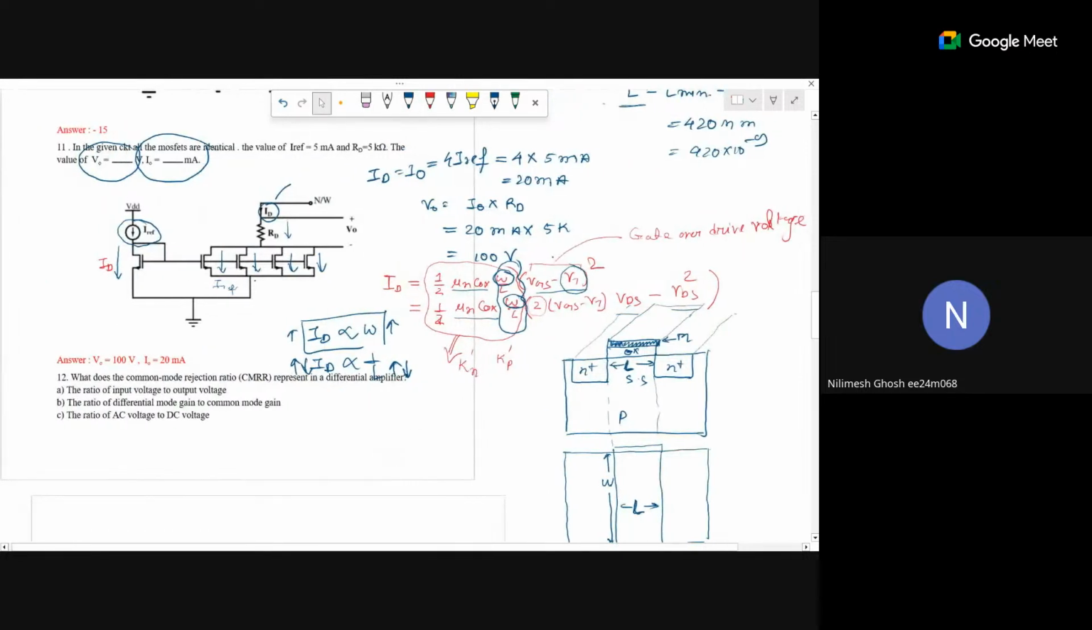Now see, for this question, if I make this one 2W, and all the other things are W, W, W, W, now tell me what is the current here. ID. Current here is obviously ID, it is written. I'm asking about ID in terms of IREF. What is ID now?